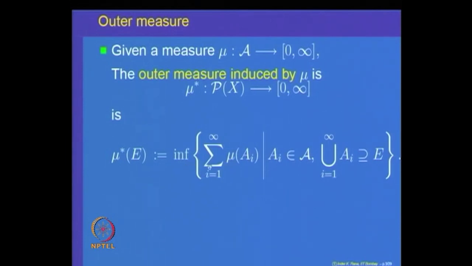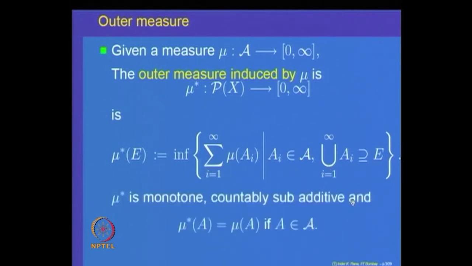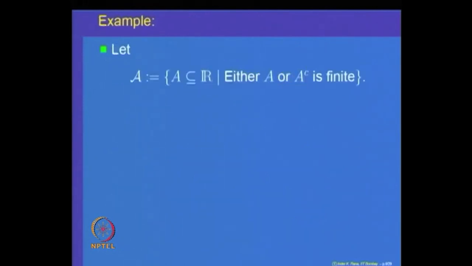So, look at the infimum over all such possible coverings of E. So, mu star of E is the infimum of all summation mu of A_i, such that the union of the A_i's covers E. And we proved properties of this set function, the outer measure, namely mu star is monotone, it is countably subadditive, and on the sets in the algebra, mu star is the same as mu. So, mu star extends the measure mu, but it is only monotone and countably subadditive. So, let us look at an example of this outer measure.